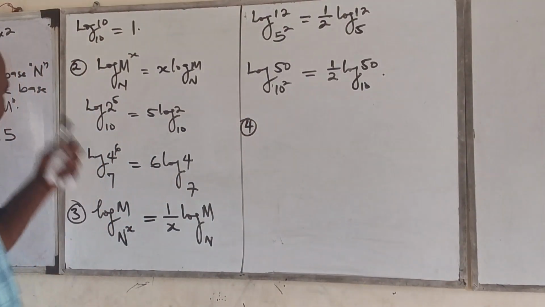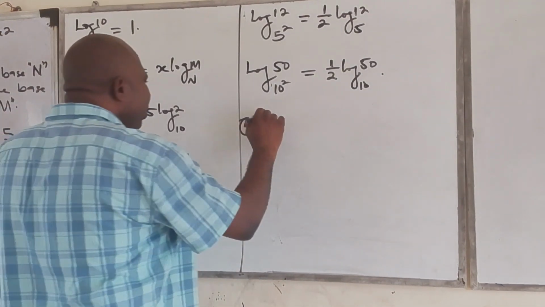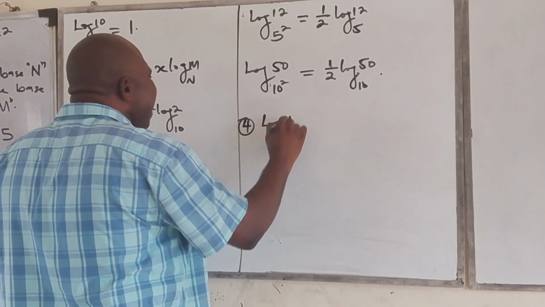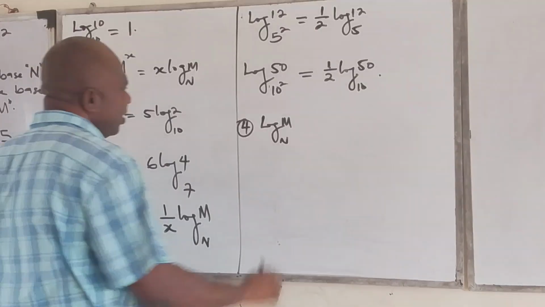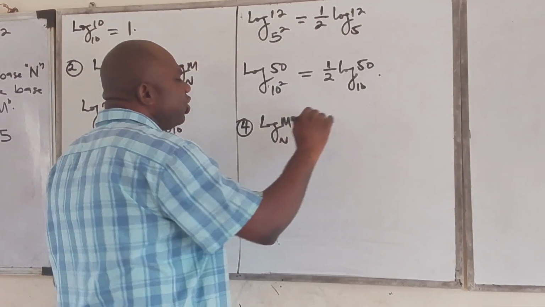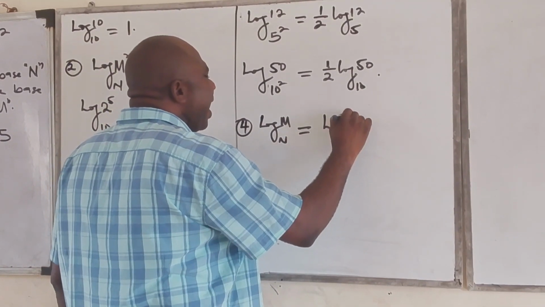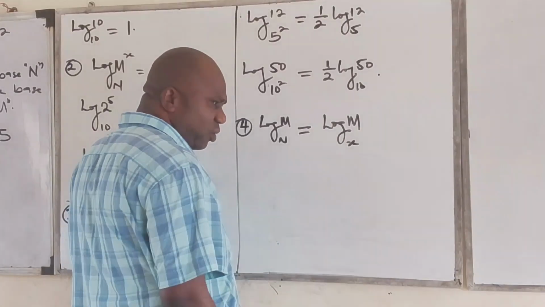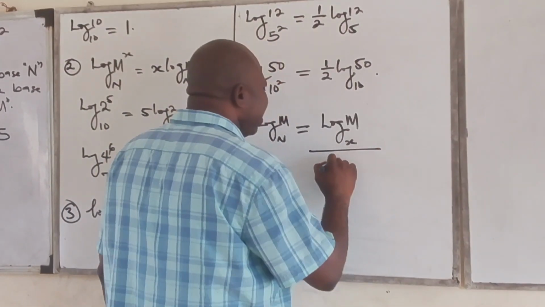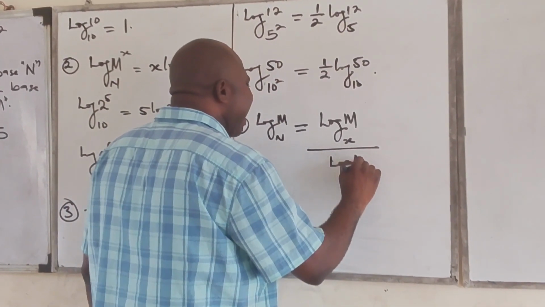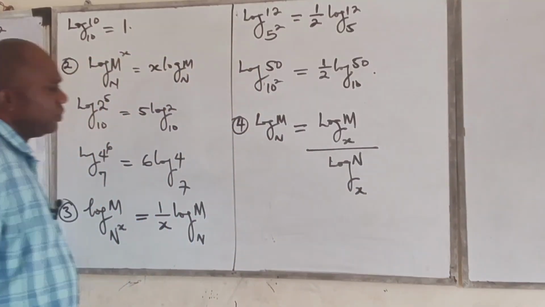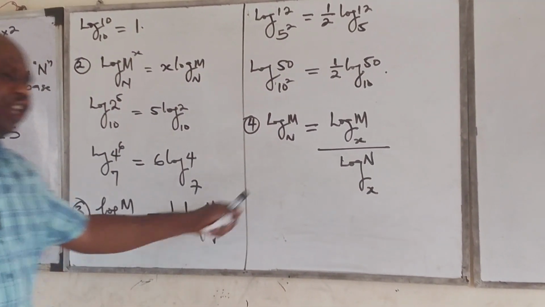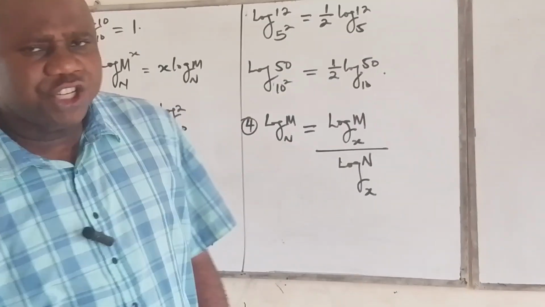Now, let's look at law number 4. Log m base n is the same as saying log m base x, that's any base at all, divided by log n base x. This is called the change of base law.